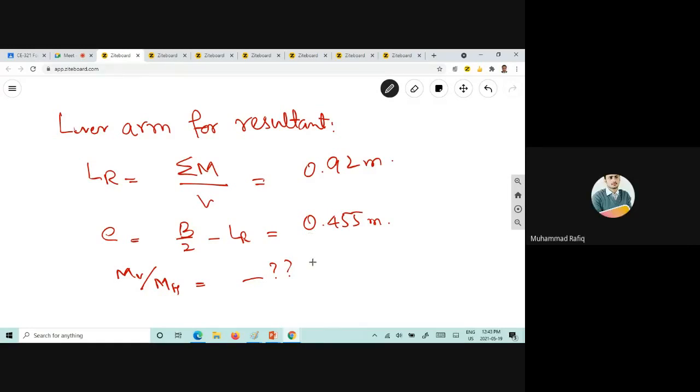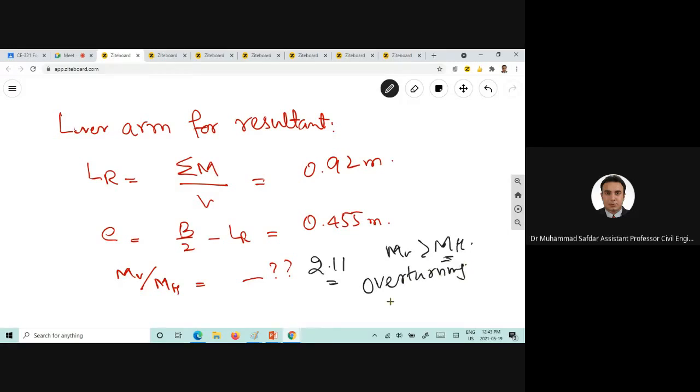I need this value, MV divided by MH. 2.11. So MV is greater than MH. It means that the overturning limit state is okay, or it's satisfied. Okay.